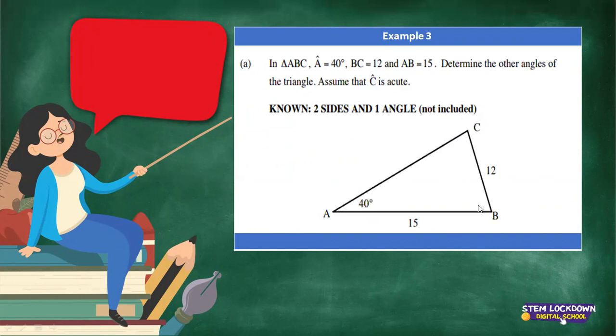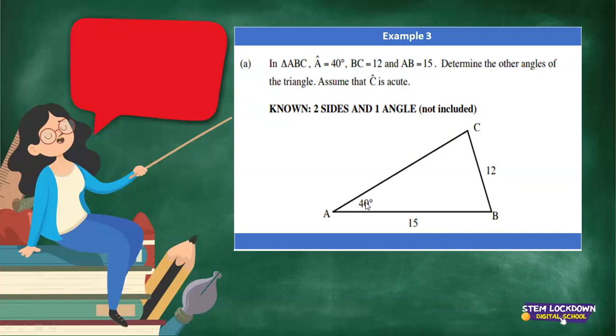We must find this angle here, as well as these 2 angles, and we can also find the side. So again, the question is: in triangle ABC, A is 40 degrees, BC is 12, and AB is 15. Determine the other angles of the triangle, assuming that C is an acute angle. Now, how do we do this? What is known here? We have 2 sides and an included angle.